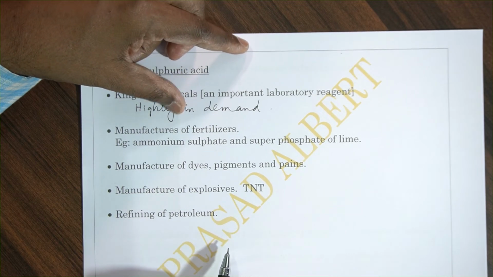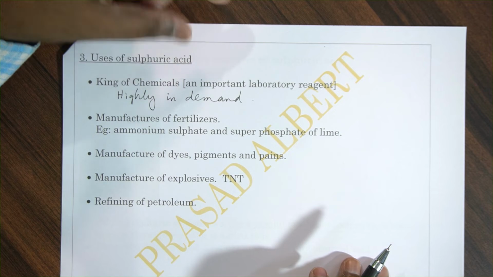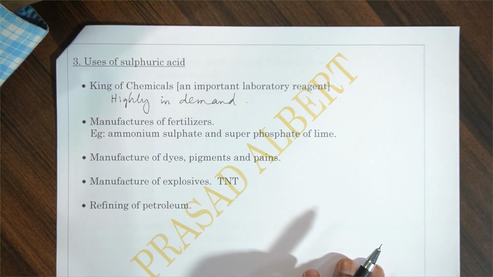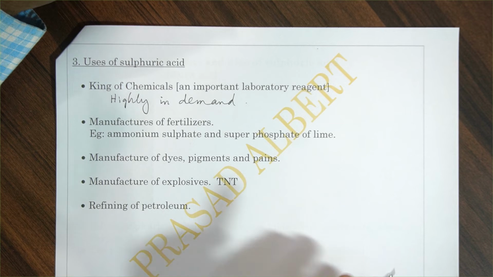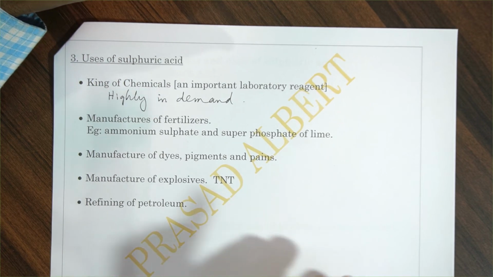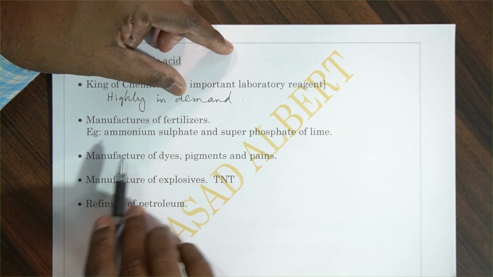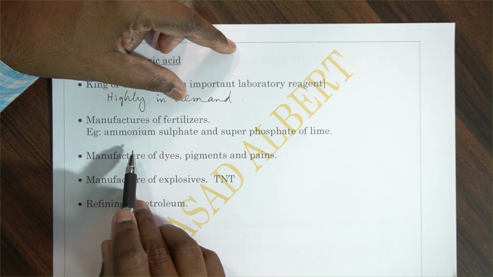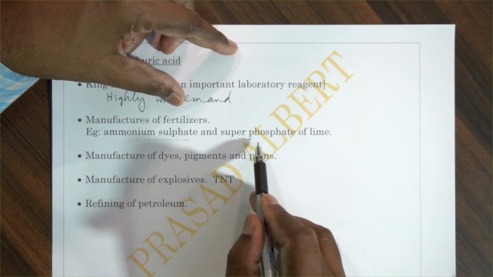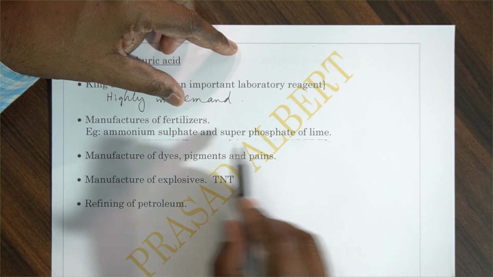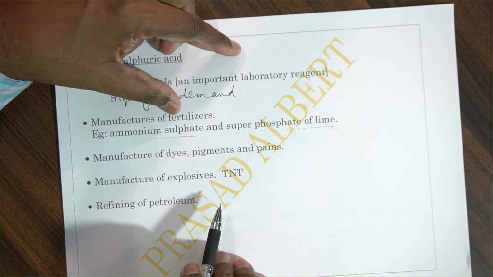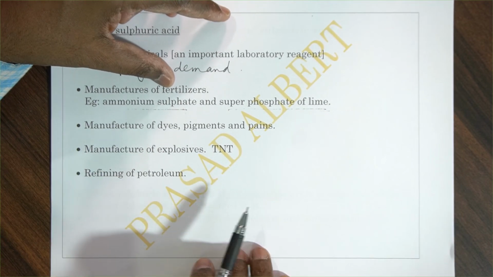Then it is used in the manufacture of fertilizers. Fertilizers are required in large quantities in our country because we need agriculture, we need to produce large amounts of food crops to supply the food needs of a huge population. So fertilizers are in high demand, and we have ammonium sulfate and also superphosphate of lime. These two important fertilizers are manufactured with the help of sulfuric acid.